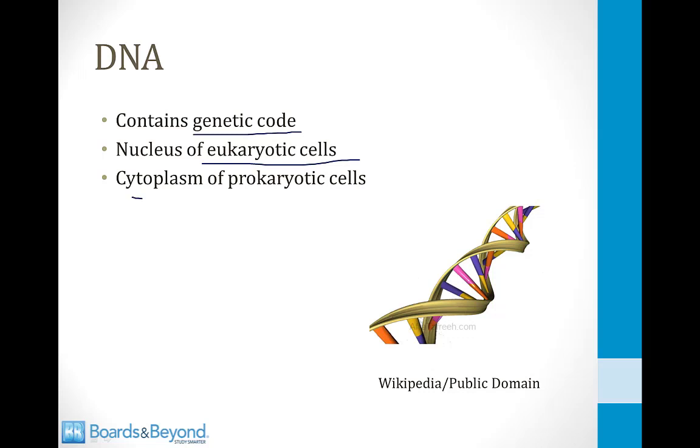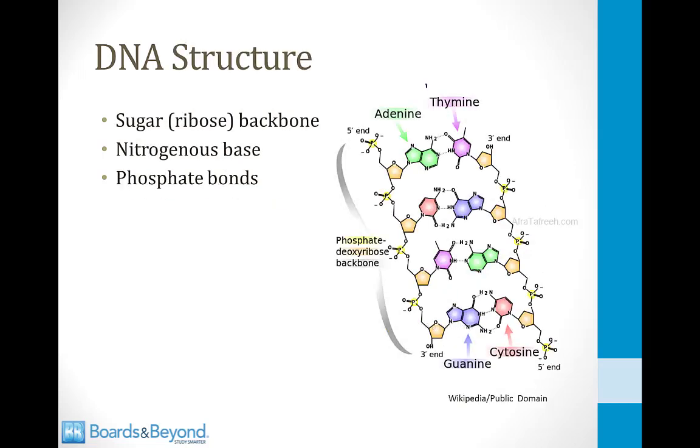It's found in the cytoplasm of prokaryotic cells like bacteria. DNA, as you all should know, has two complementary strands, and I'm drawing a line through the two strands on this picture of DNA on the screen. Each strand is made up of a series of building blocks called a nucleotide. This is a nucleotide right here. And a nucleotide contains three elements.